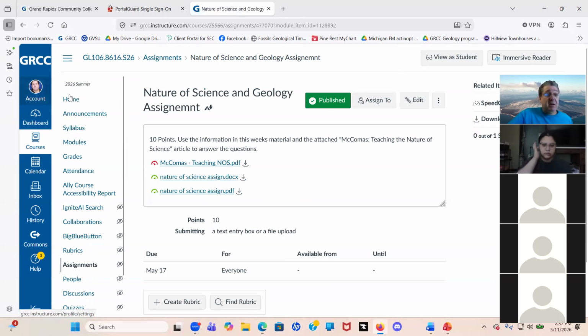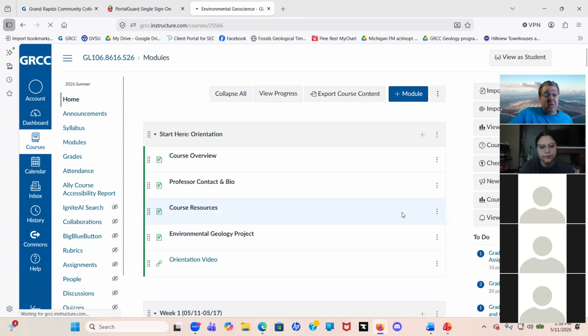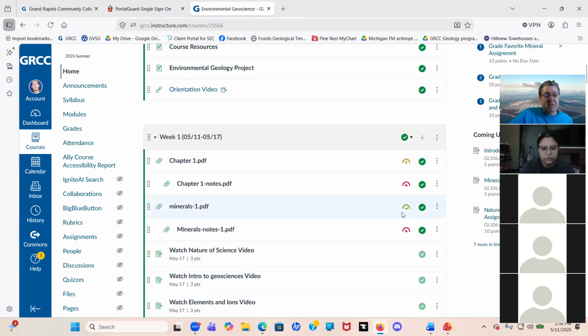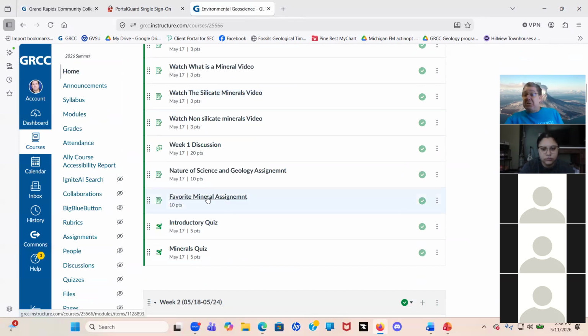And then also for this week, a favorite mineral assignment where you get to go pick a favorite mineral and tell me all about it. And then little 5-point quizzes kind of on each topic. So an introductory quiz on introductory material, minerals quiz.